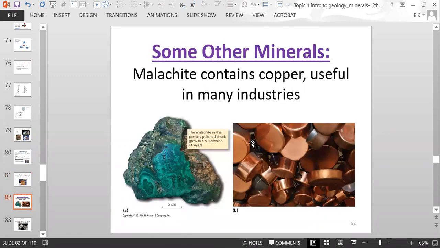So here are some other minerals. We have malachite. This is what malachite looks like. It's a nice, pretty greenish color. And it contains copper. So it's actually a copper ore, O-R-E. Ores are rocks that you get metals from. So here's a picture of copper, just to show you copper, right? Okay, so that's malachite.